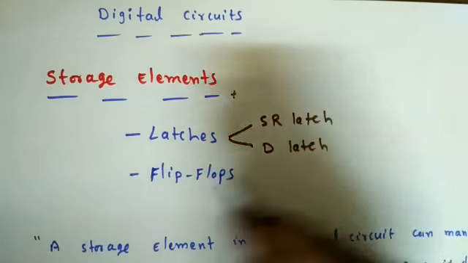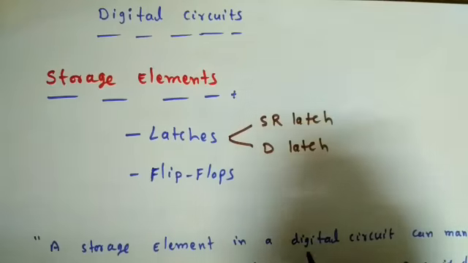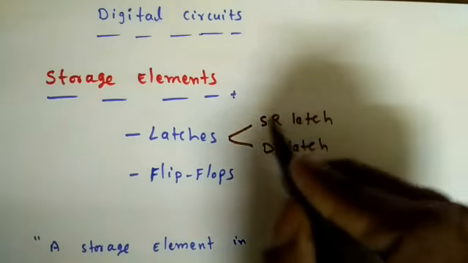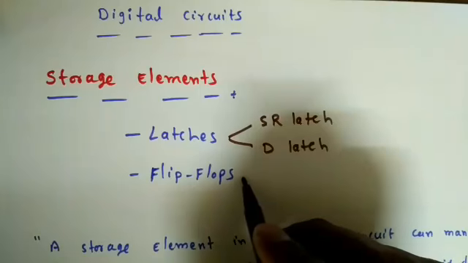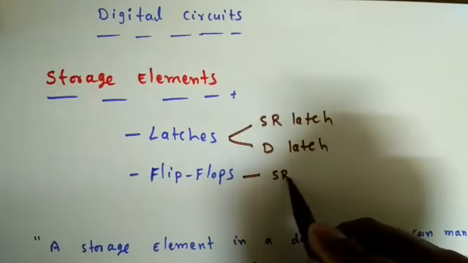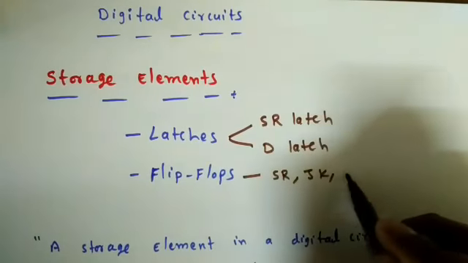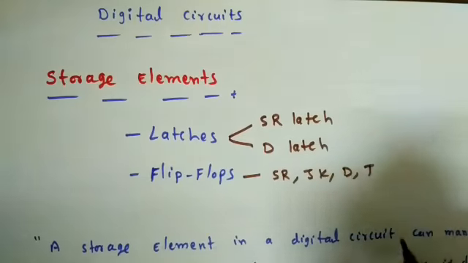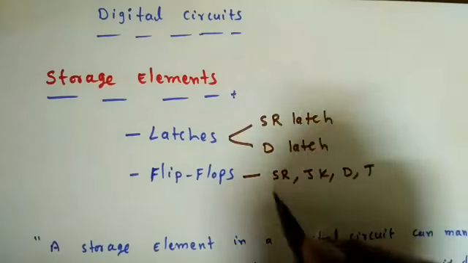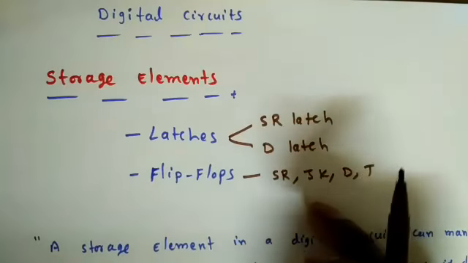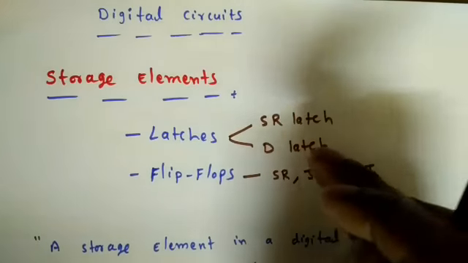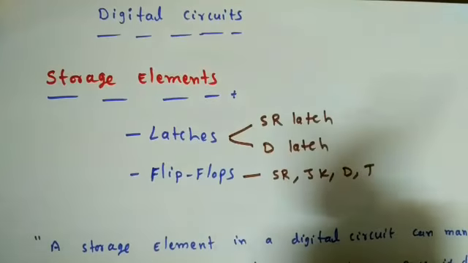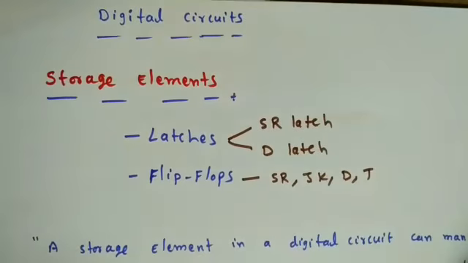You can implement the other latches like JK latch or T latch also, but generally we'll discuss SR latch and D latch. In the flip-flops we have SR, JK, D and T flip-flops. You'll see the functional tables, characteristic tables and the excitation tables of all these flip-flops. Now in this lecture we'll discuss this SR and D latch.